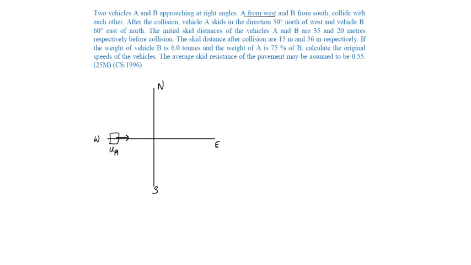A from west, B from south. B is traveling from south. Let its initial velocity be UB, and weight of B is given as 6 tons. Weight of B is 6 tons, and weight of A is 75% of B, so 0.75 into 6, which is 4.5 tons.